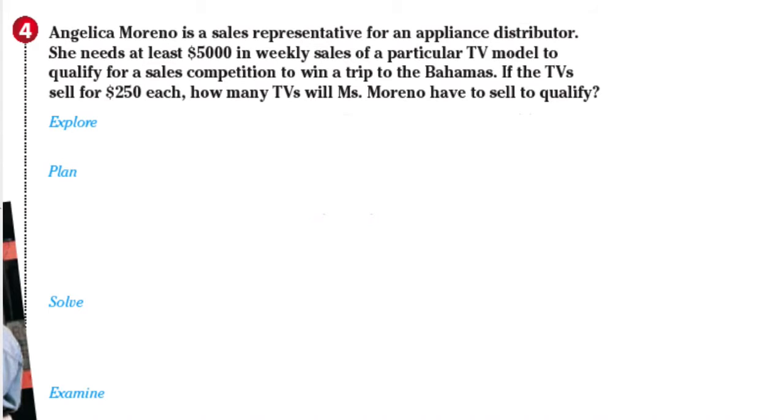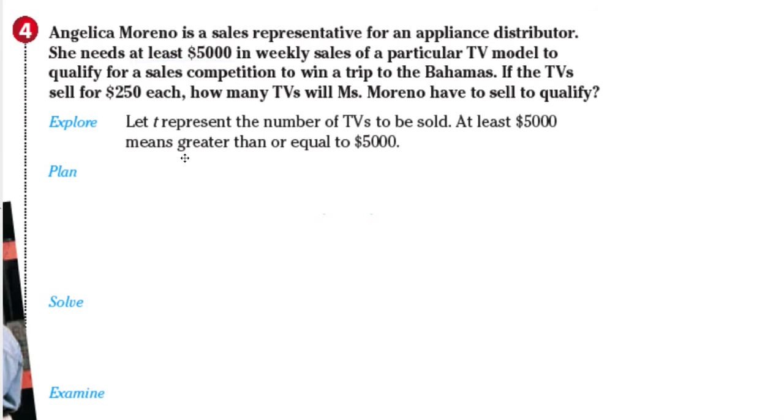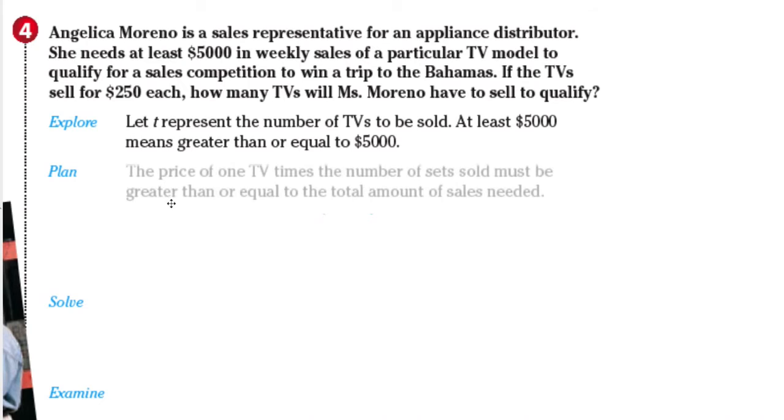Again, when you're reading it, you need to be very mindful of the phrase "at least $5,000." The phrase "at least $5,000" indicates an inequality of greater than or equal to. Let's see what we have. Let T represent the number of TVs to be sold. At least 5,000 means greater than or equal to 5,000. The price of one TV times the number of sets sold must be greater than or equal to the total amount of sales needed. That's what we want to do.